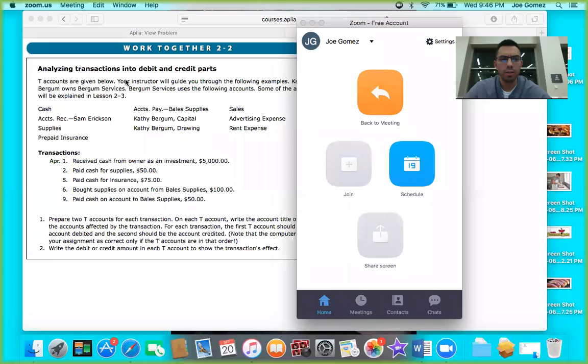All right, let's take a look at 2-2. I'm going to try and go through this as quickly as possible for you guys, but I want to make sure that I accomplish the goal of making sure that you understand what you're supposed to be doing so you can succeed in the application. Okay, so we're going to take a look at 2-2. This is going to be the work together.